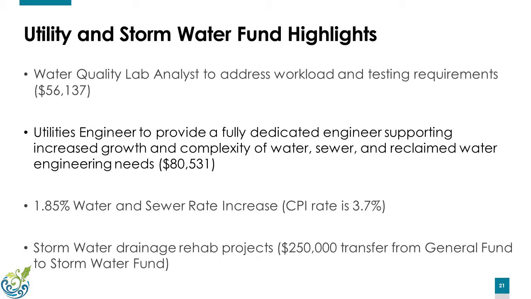I will note that it has been historically practiced that these increases reflect the CPI rate. In this particular year, the CPI rate is 3.7%. But in reviewing the budget, I believe that this is a year, given some of the other tax and fee increases, to try to keep this piece as minimal as we can. And so this 1.85% increase equates to, for the typical user, 83 cents per month in increased fees. Also recommending stormwater drainage rehab projects of roughly $250,000.